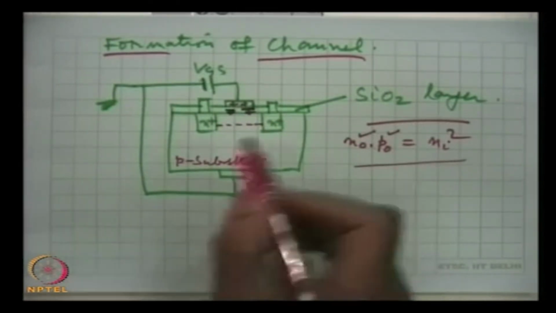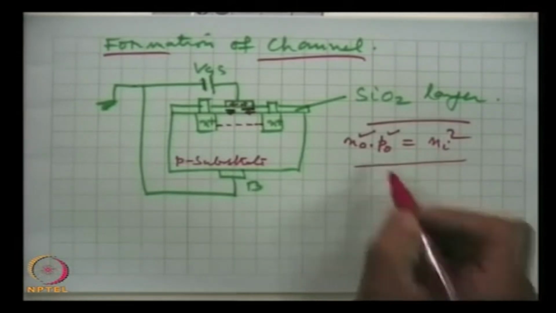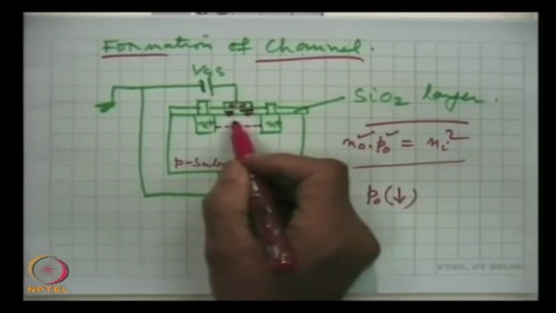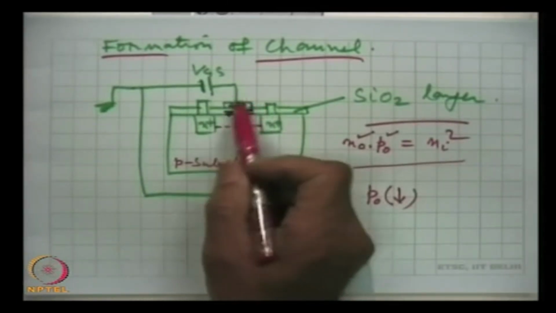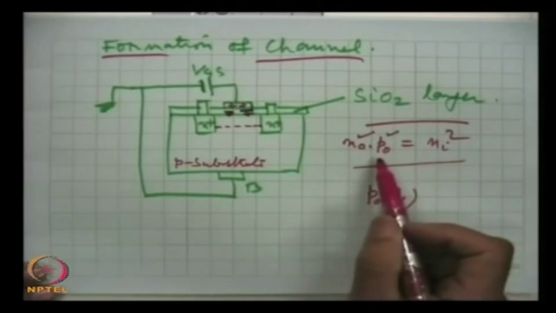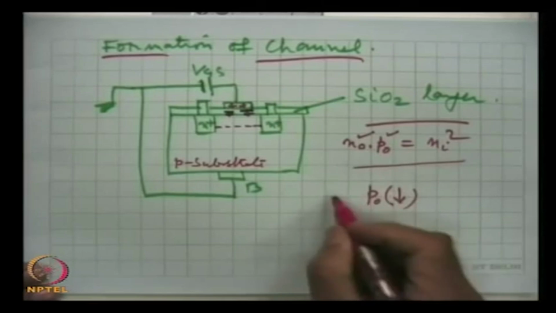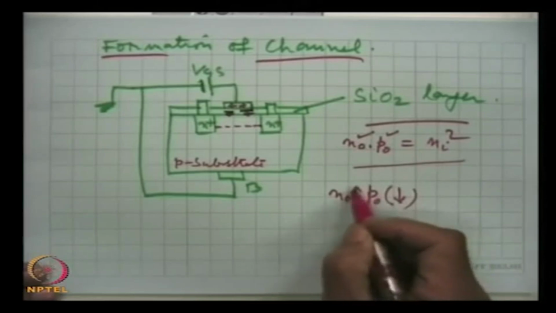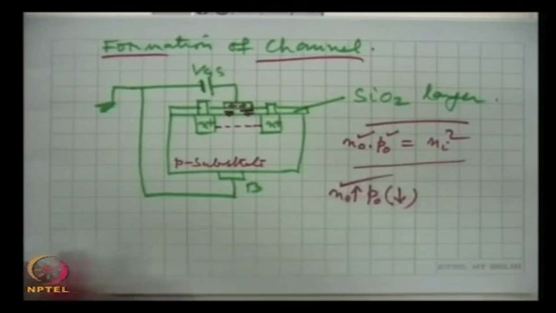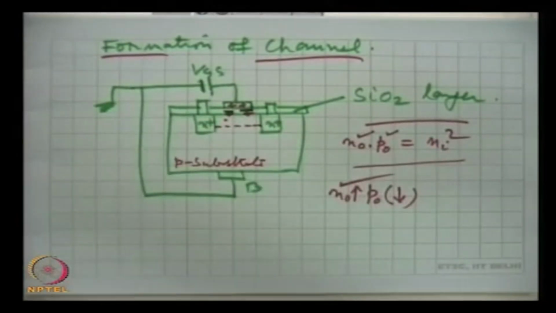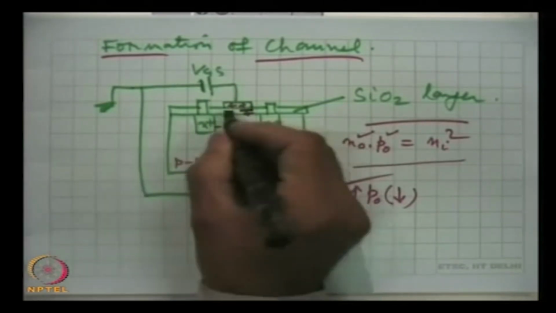Now, this hole density, P0, will fall because of the repulsion of the field created by the positive voltage at gate electrode, and hence according to this relation, if hole concentration falls, the electron concentration will go up to maintain this constant. So, in this region some electrons will be created.